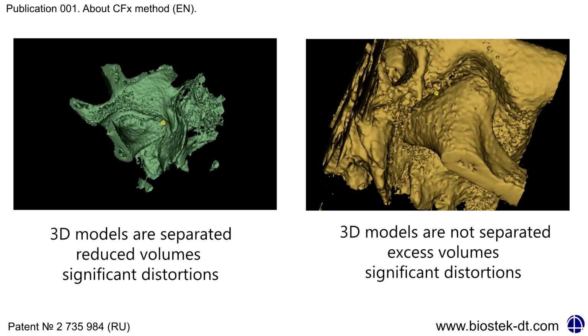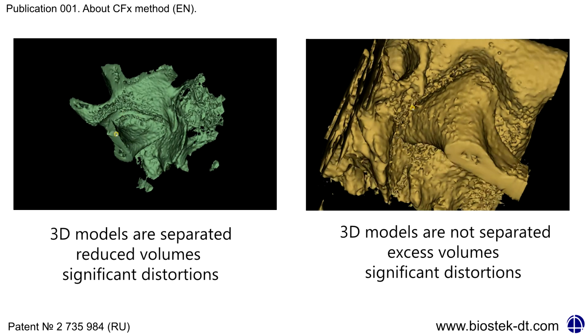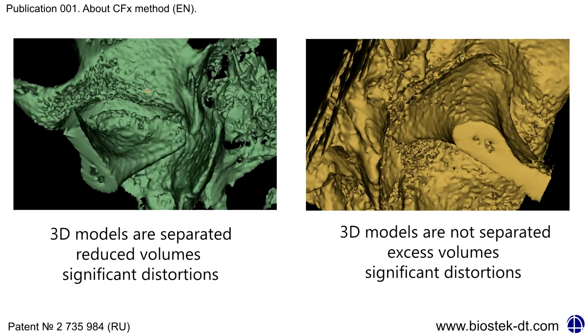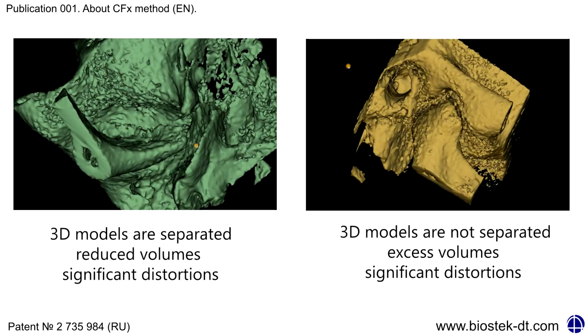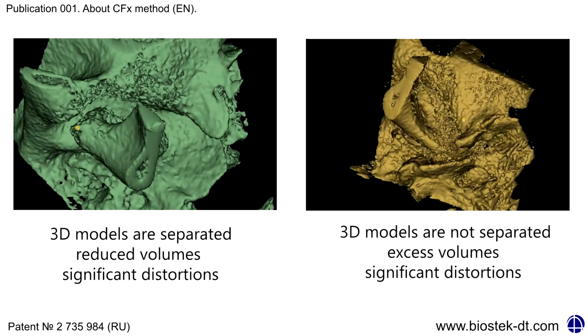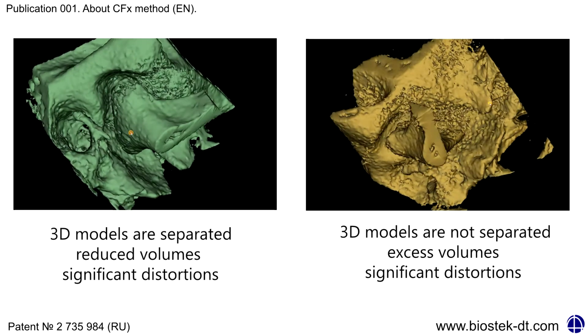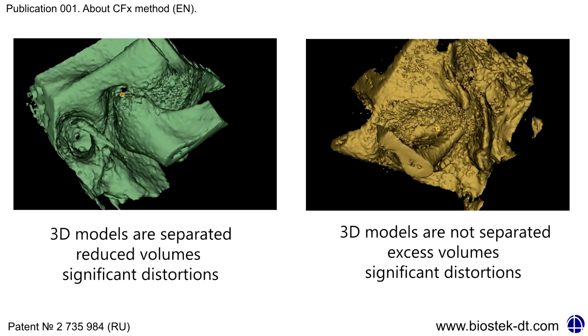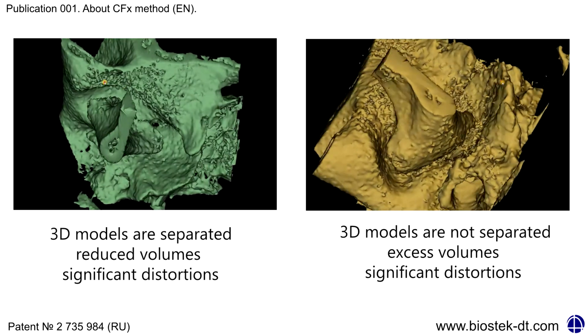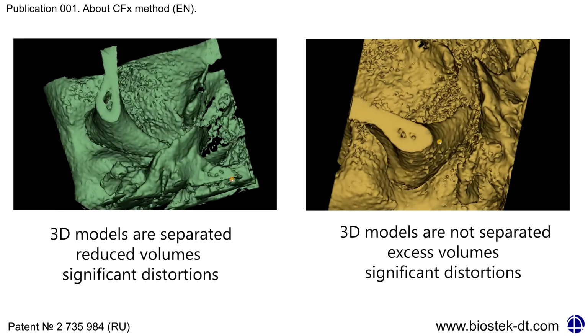Green 3D models on the left are separated for the price of reduced volume. Condyle is separated from the fossa. Significant distortions are present. Conveyance of true morphology of anatomical structure is failed. Beige 3D models on the right. In an attempt to obtain a precise configuration of objects, we get excess volumes and separation of condyle from fossa becomes impossible.